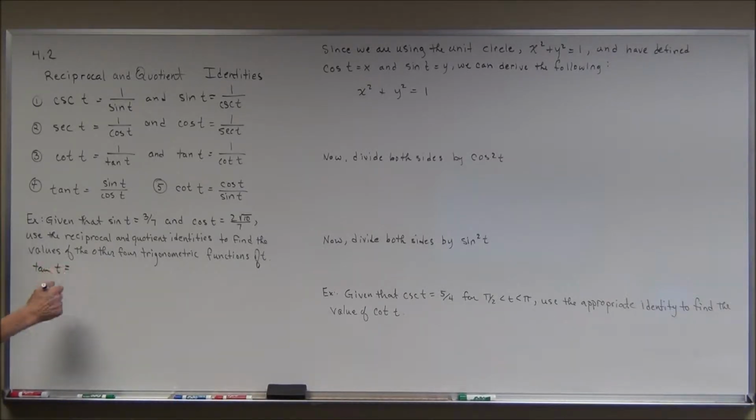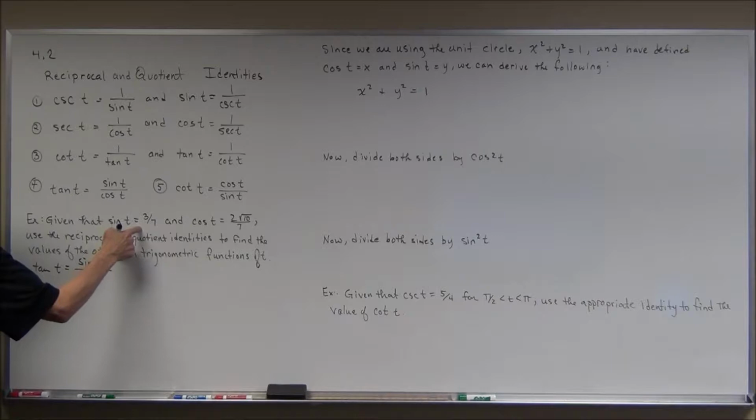The tangent of t, well, I'm going to use the quotient identity right here, is equal to the sine of t over the cosine of t. So this is equal to, I'll go ahead and write it out here. The more times you write it out, probably the better you're going to remember it anyway. The sine of t is given to be 3/7.